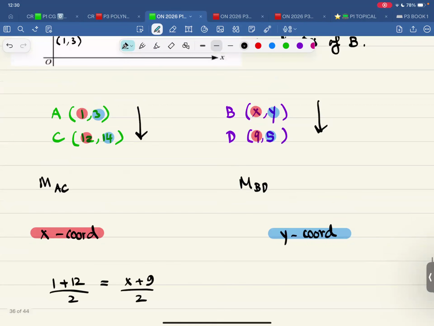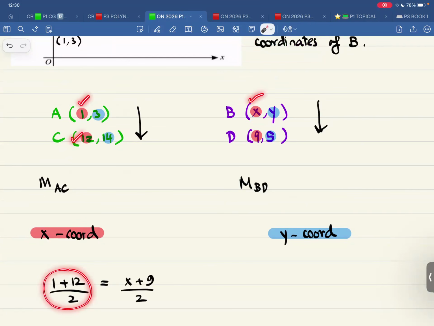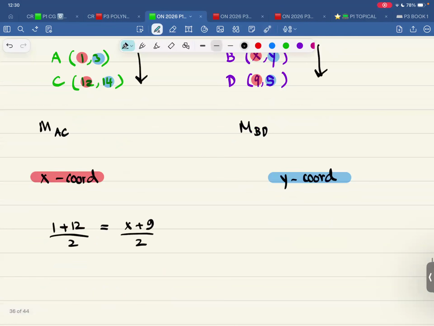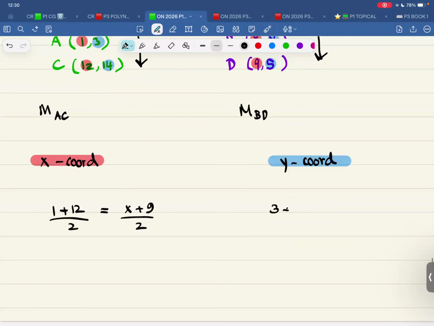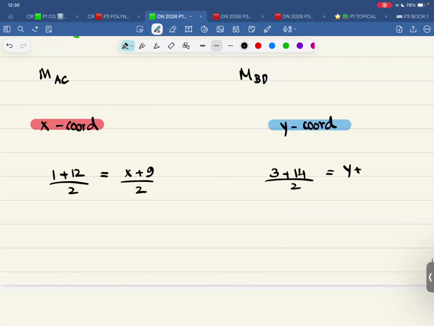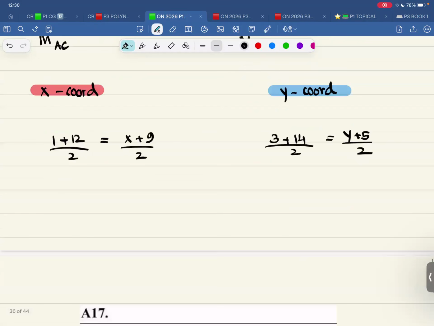Is this all good, all clear? I took the X coordinate, took the average. I took the Y coordinate, took the average. I'll also do it one other way. Over here, this is 3 plus 14 divided by 2. This is Y plus 5 divided by 2. So now 2 will cancel out. 13 is X plus 9. Therefore, X comes out to be 4.